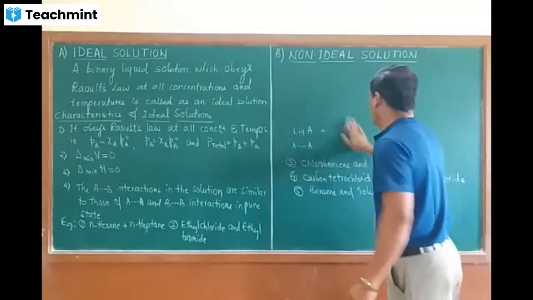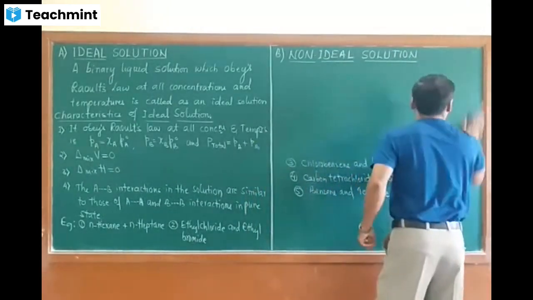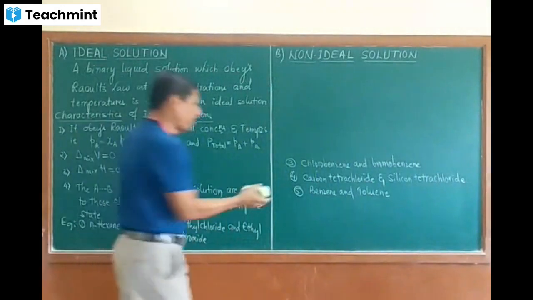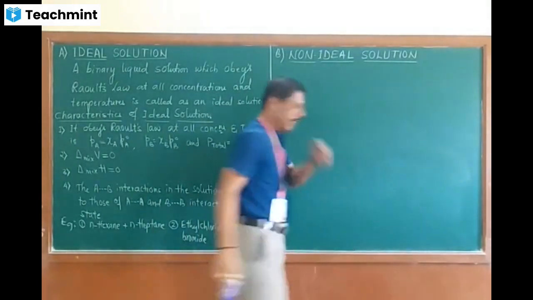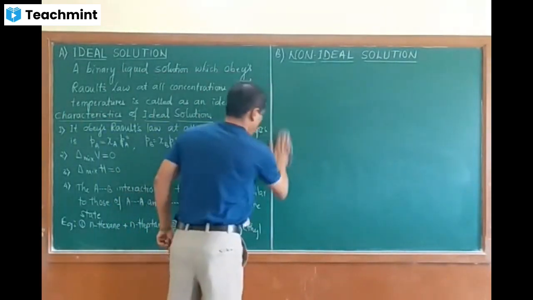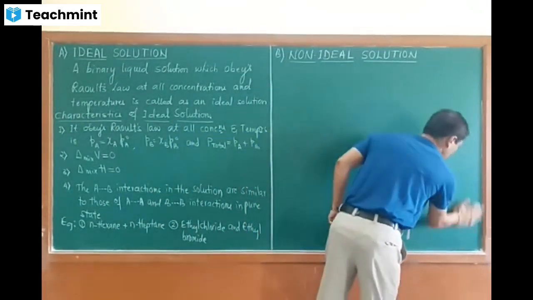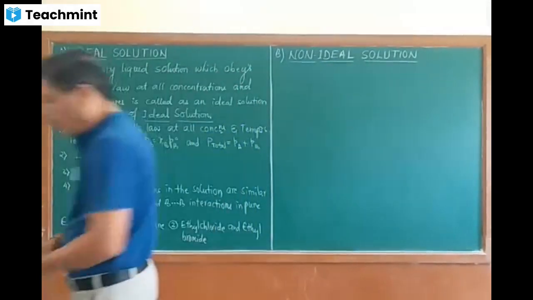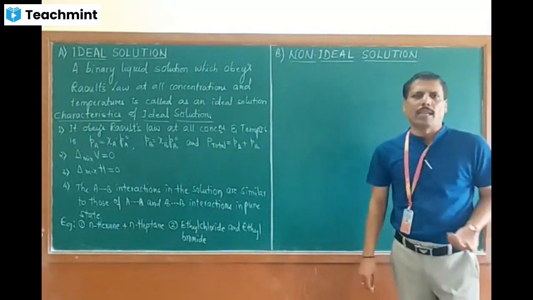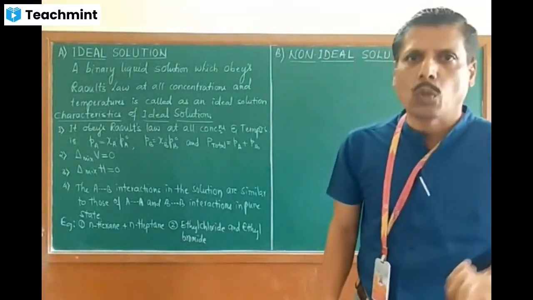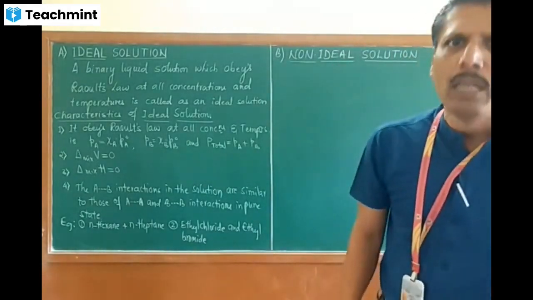Now, let me come to the discussion of non-ideal solution. See here. First, let us see what is a non-ideal solution. Already we know that an ideal solution is one which obeys Raoult's law at all concentrations and temperatures. Then what is the definition of a non-ideal solution? A solution which does not obey Raoult's law at all concentrations and temperatures is called a non-ideal solution.